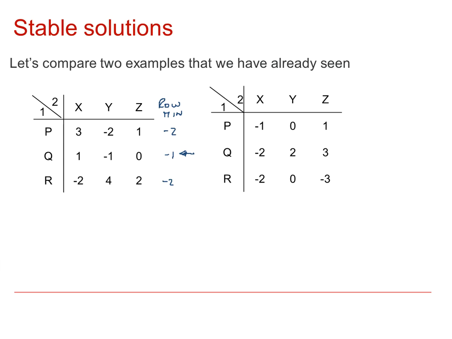For player 2, look at the column maximum values, again the worst case scenario for player 2 because these are going to represent losses of 3, 4 and 2, and player 2 wants to minimize that potential loss, so we look at the column mini-max value, which is equal to 2, and that gives us a play-safe strategy of Q for player 1 and Z for player 2.